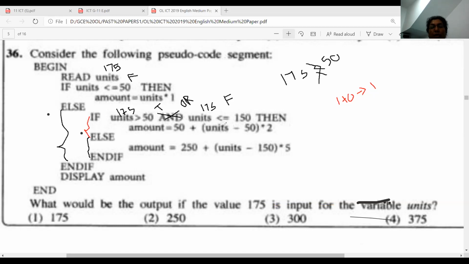So then you have to get the answer. Then 175 minus 50 means 125. 125, 5 times 2 is what?